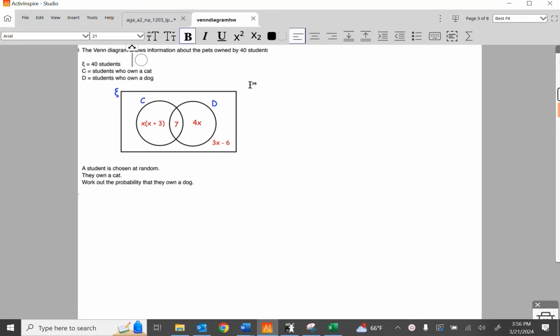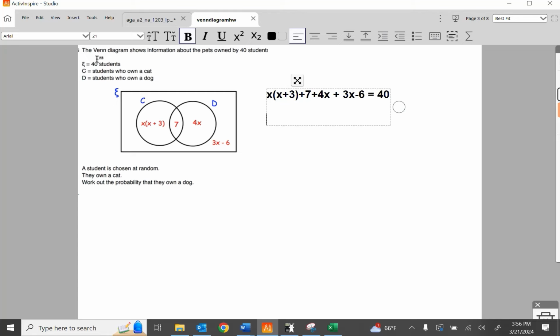Let's go ahead and do some basic algebra. If we take all of this stuff and we add it up, it should equal 40. All right? So we have x times x plus 3, presumably the way this is written, plus the overlap, plus the 4x, plus the 3x minus 6 should equal the 40 kids in the set, or the 40 people, students, whatever. So look, we get to do some algebra, even with Venn diagrams.